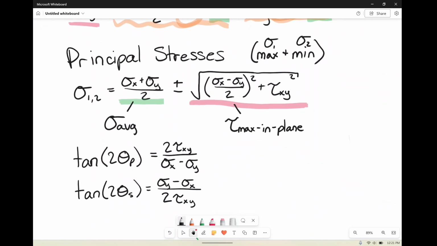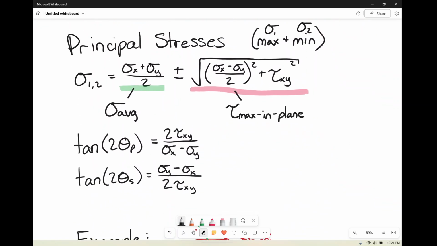And then their orientation. Everybody always wants to know, what angle is it at? What angle would give you the maximum and the minimum? And then what angle would give you the maximum shear? So you see we have this P here, and we also have this S here for our thetas.